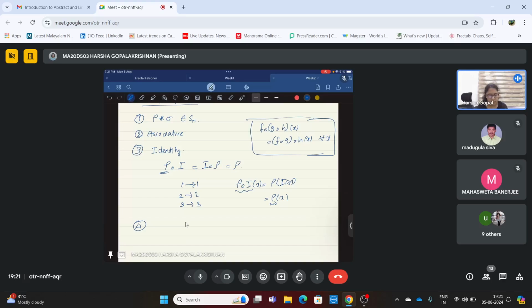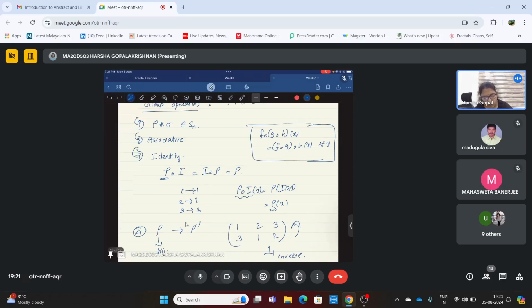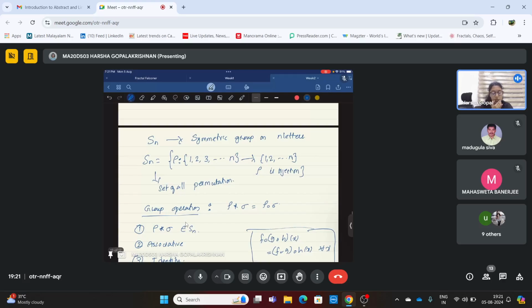Now since it is a bijection, for any rho there exists an inverse, because rho is a bijection, that is, it is both one-one and onto. The usual way, for example, if it is 1 2 3 going to 3 1 2, as we have seen in the first or second example, we can just reverse the things to get the inverse. So that is the inverse of the given bijection. These are all the properties of a group. So Sn satisfies all the group properties. So Sn is a group.